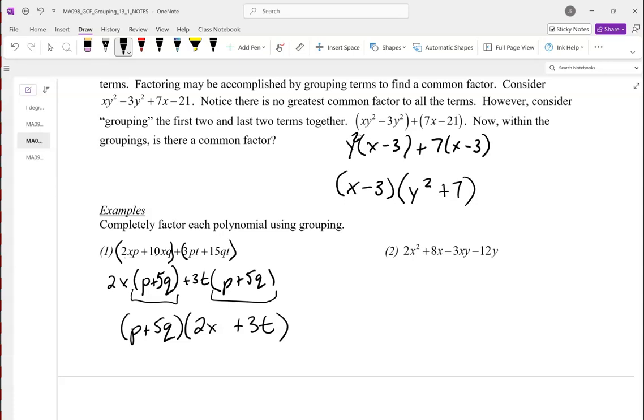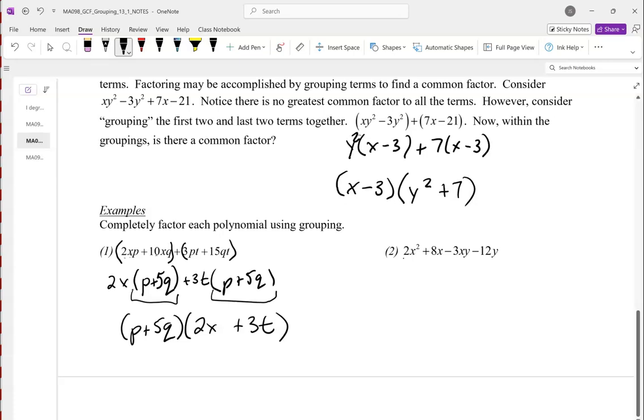Okay. Is there an X in all 3 terms? No. Is there a Y in all 3 terms? No. So there's not a GCF to pull out. The GCF would be 1. Okay. So let's try grouping. Anytime you have 4 terms in your polynomial, grouping is probably what you're going to try. Okay.